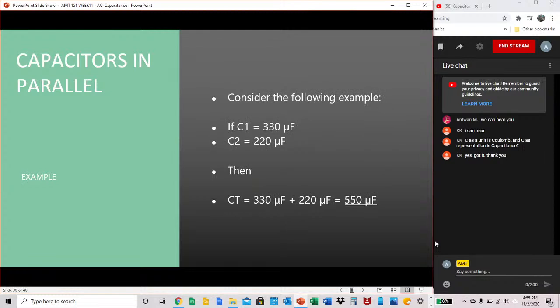And an example of your capacitors in parallel. We have two capacitors here, with values of 330 microfarads and 220 microfarads. So our equation for total capacitance is just the sum of those values, which gives us 550 microfarads.